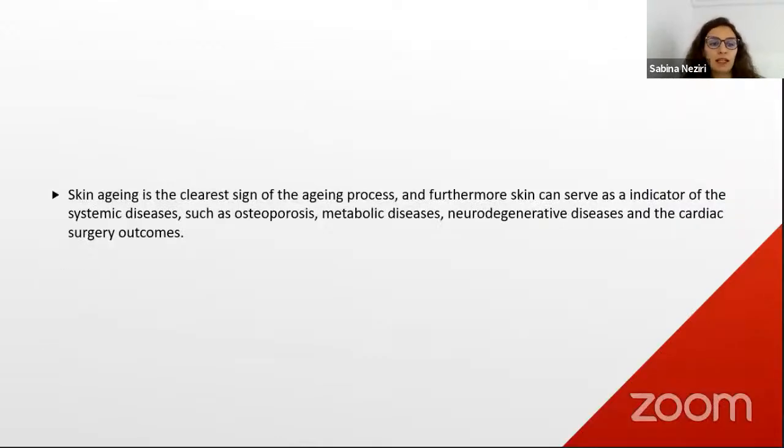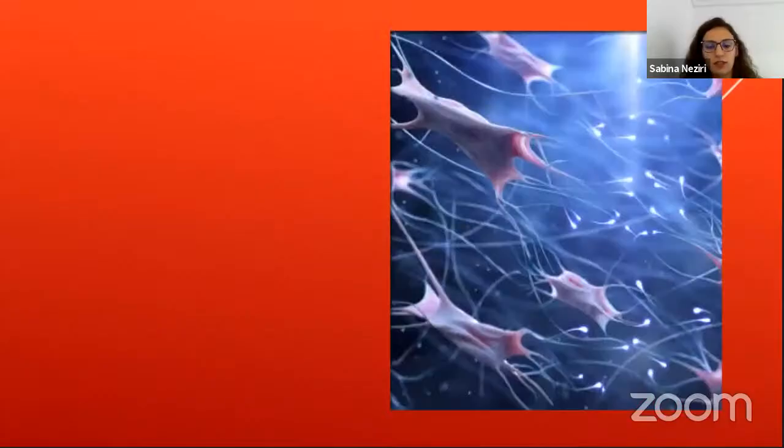And it's the most studied organ for aging because it's the clearest aging indicator. We can see it clearly when the skin ages, for example, wrinkles. But it also indicates other age-related diseases such as neurodegenerative diseases or cardiovascular diseases.